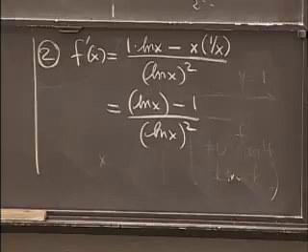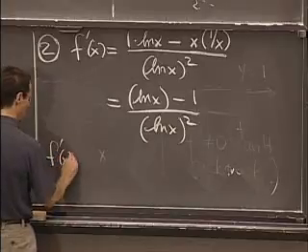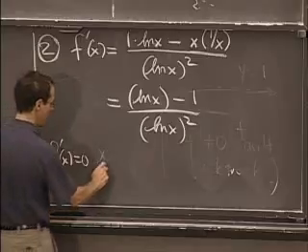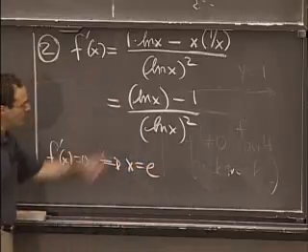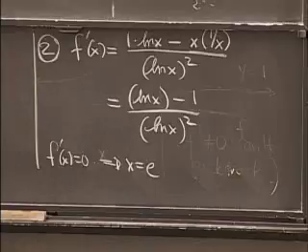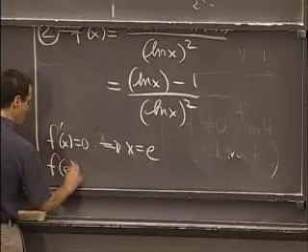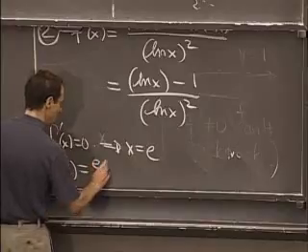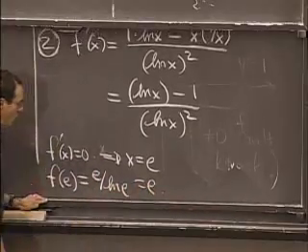And now, if I set this equal to 0, at least the numerator is 0 when x is equal to e. The log of e is 1. Okay, so here's our critical point. And we have a critical value, which is f of e. And that's going to be e divided by log e, which is e again, because log e is 1.